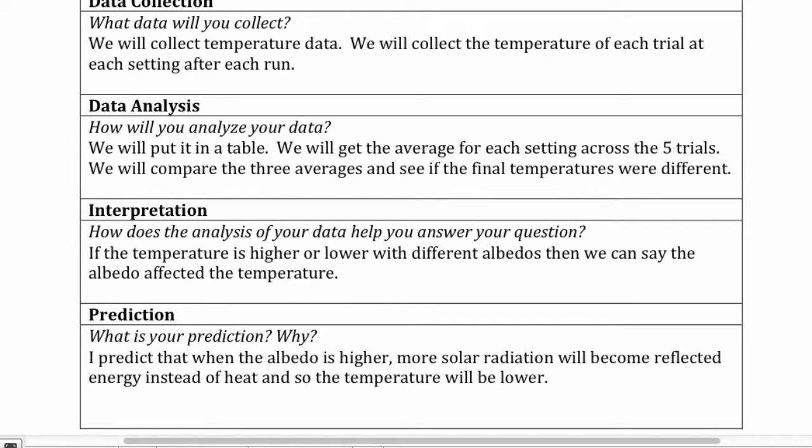Prediction. What is your prediction and why? My prediction will be that when the albedo is higher, more solar radiation will become reflected energy instead of heat, and the temperature of the world will be lower.